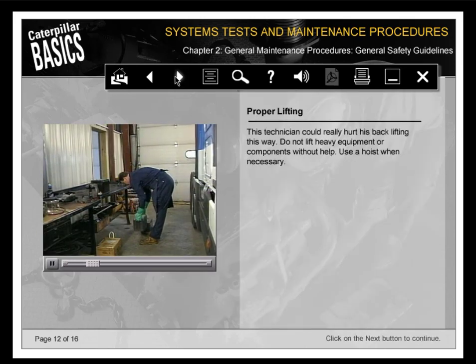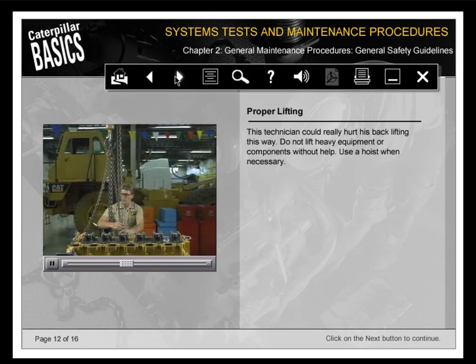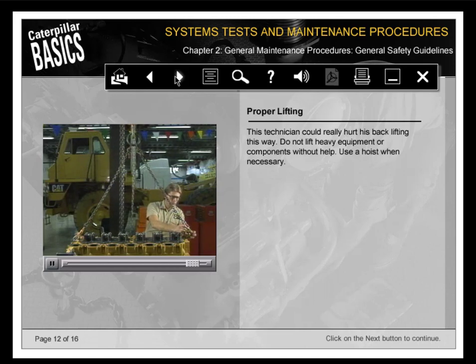This technician could really hurt his back lifting this way. Do not lift heavy equipment or components without help. Use a hoist when necessary.